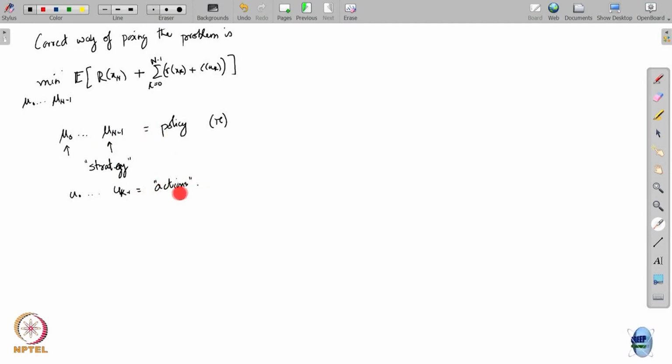So, the problem of choosing actions is simply a problem of choosing these vectors. Sorry, this was not k minus 1, this should be n minus 1. The problem of choosing these actions is simply a problem of choosing these n vectors u 0 to u n minus 1, and I can stack them up and essentially think of this as one composite decision problem involving one long vector, u 0 to u n minus 1.